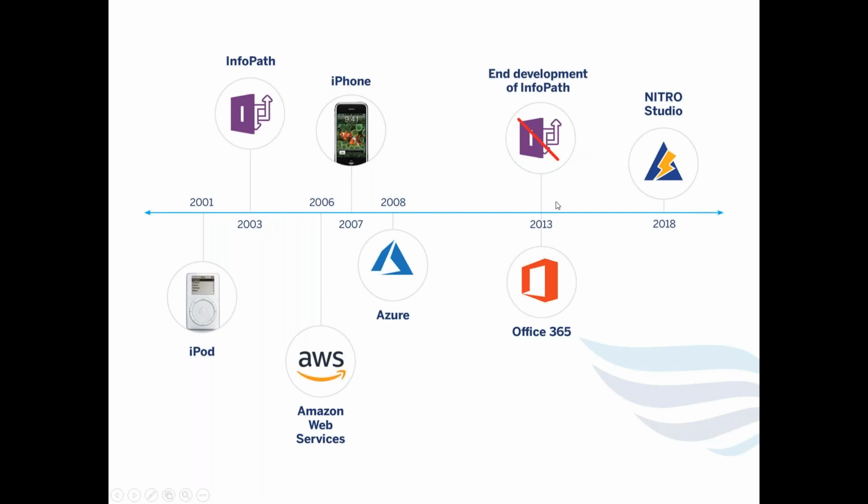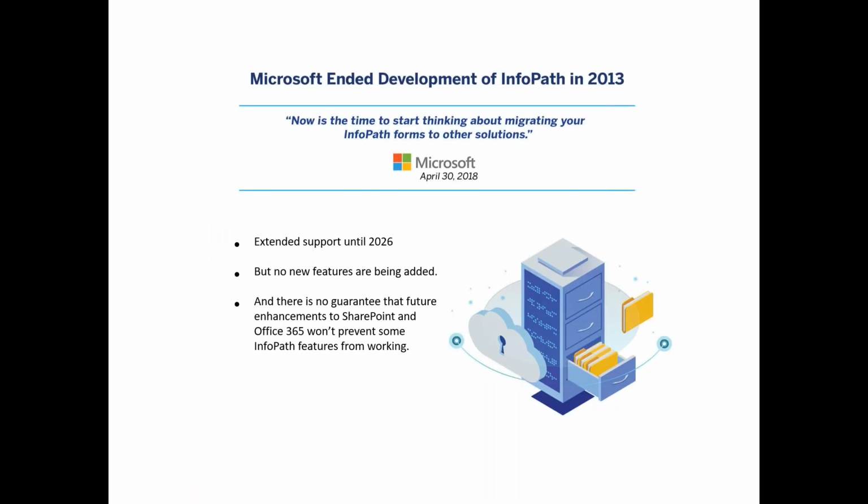Then the end of development in 2013, and that's just when Office 365 was launched, and then Nintex Studio came out. So we're obviously in the more modern technology. You want to move from 2003 to jump almost 20 years into the future to get more modern technologies. When we created a solution like Nintex Studio, we're basing it on cloud, mobile, all the latest technologies and responsive design and all that.